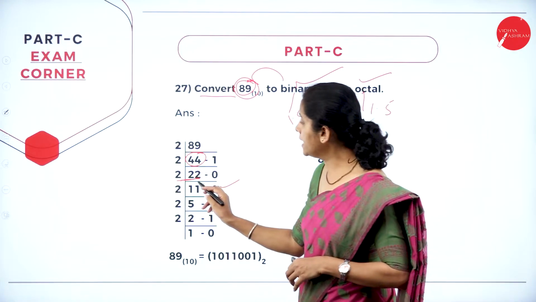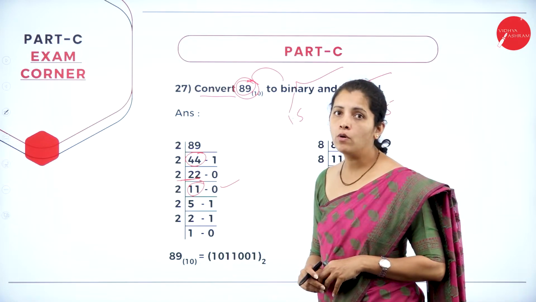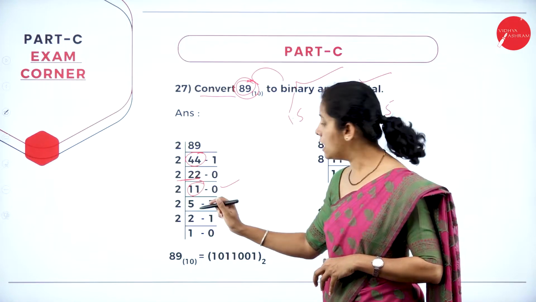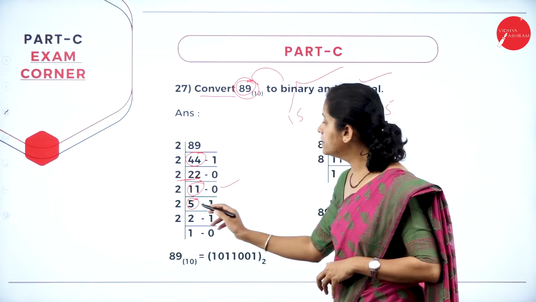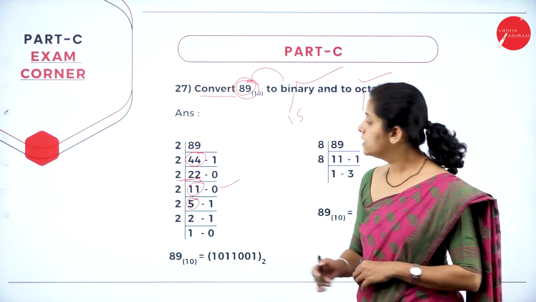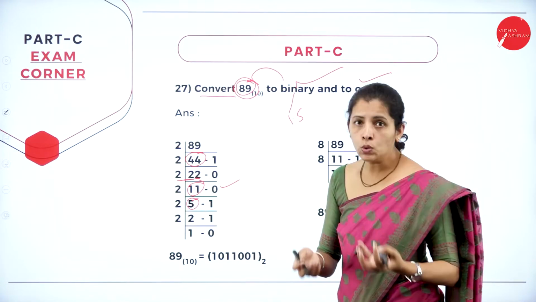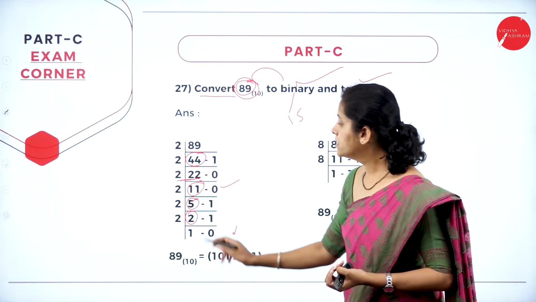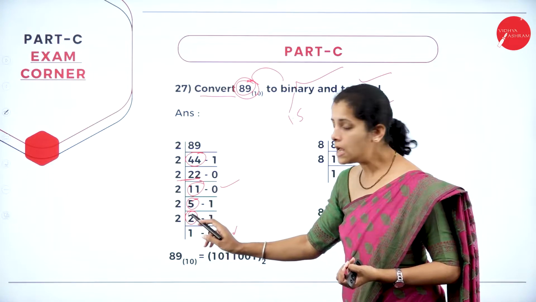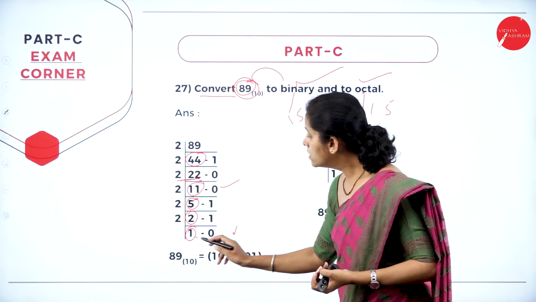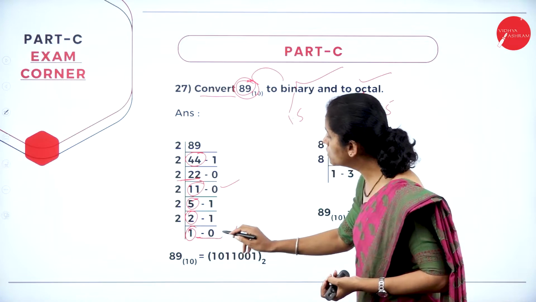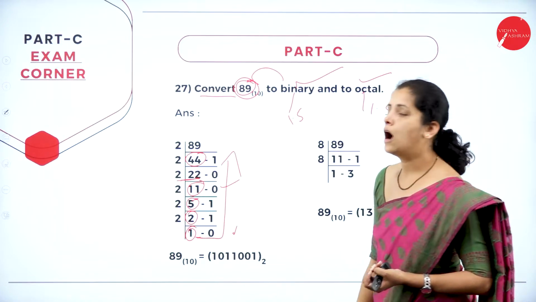Now I am having 11. Now I want to divide 11 by 2. So 2 5s are 10, then 1 is remainder. Now 2 2s are 4, 1 is remainder. Now 2 1s are 2, remainder is 0, and while writing I want to start from bottom to up.